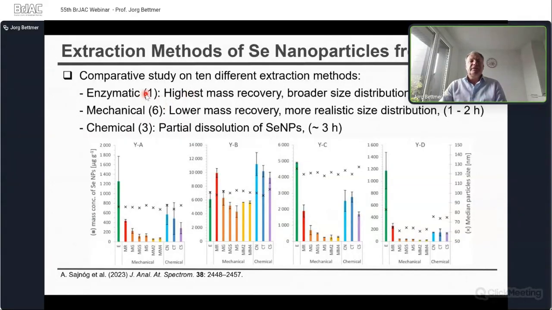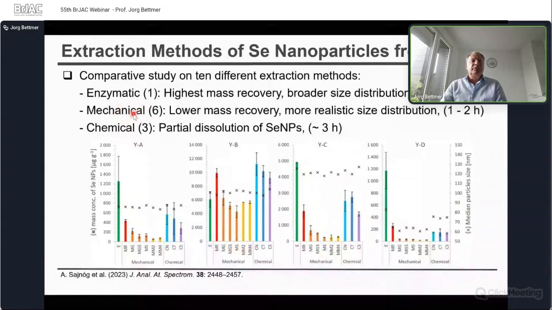For example, for the enzymatic approach, they observed the highest mass recovery. However, they observed a much broader size distribution than the expected one. Another disadvantage is that it takes almost 2 days to carry out this extraction procedure.